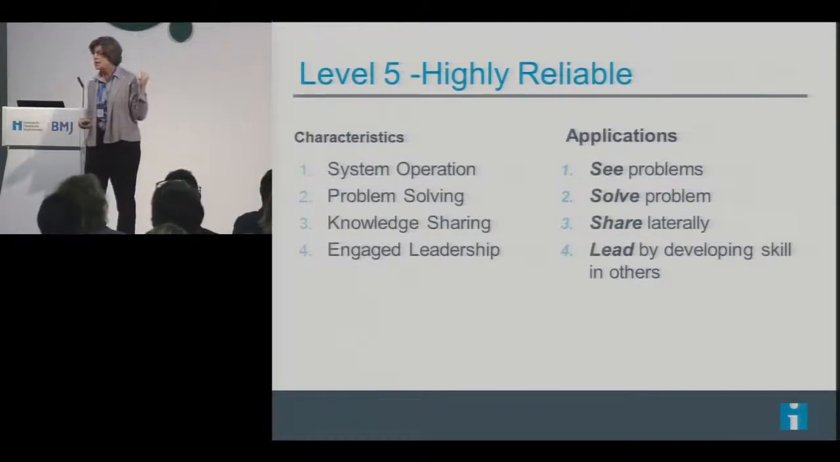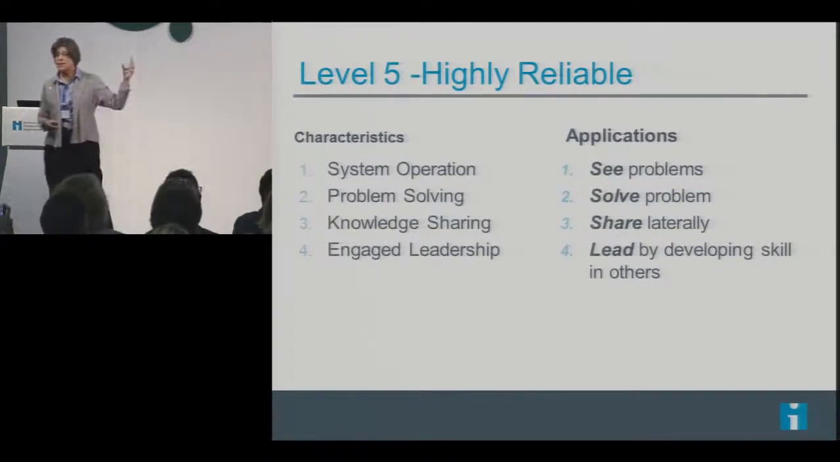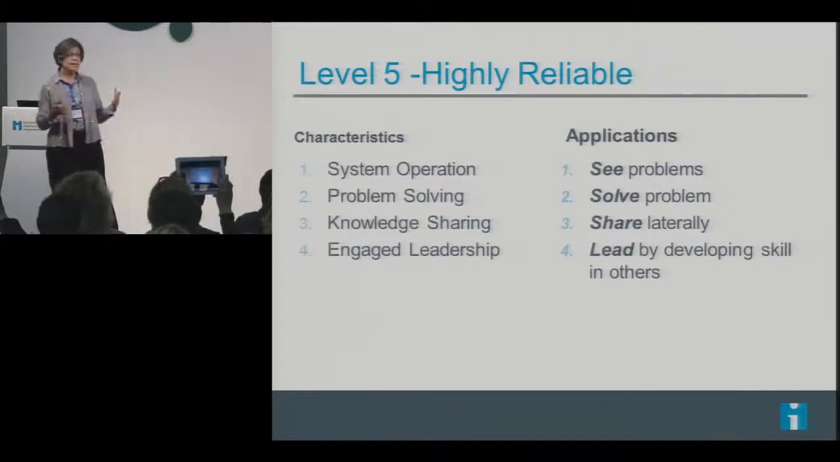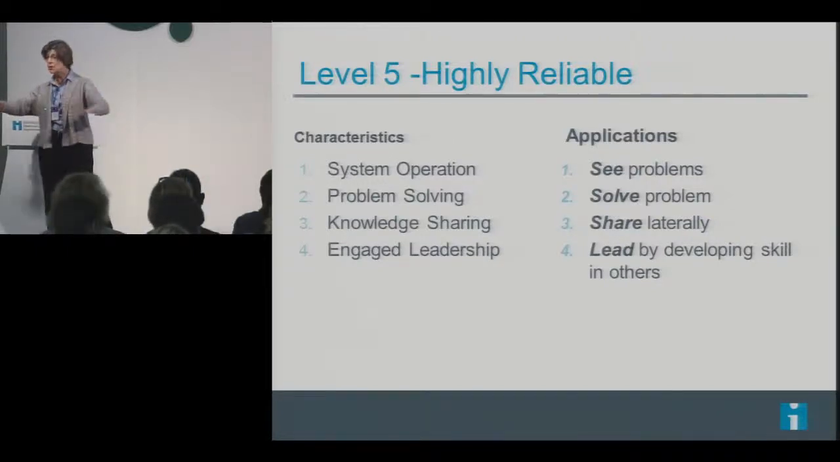On the right-hand side, you see what the characteristics are of high reliable organizations. And I think you'll find them in Chapter 4 or 5 in the book. They have system operations. They have a way of problem solving. They share the knowledge, and then engaged leadership shares the knowledge across. Interesting thing is you can turn it this way.